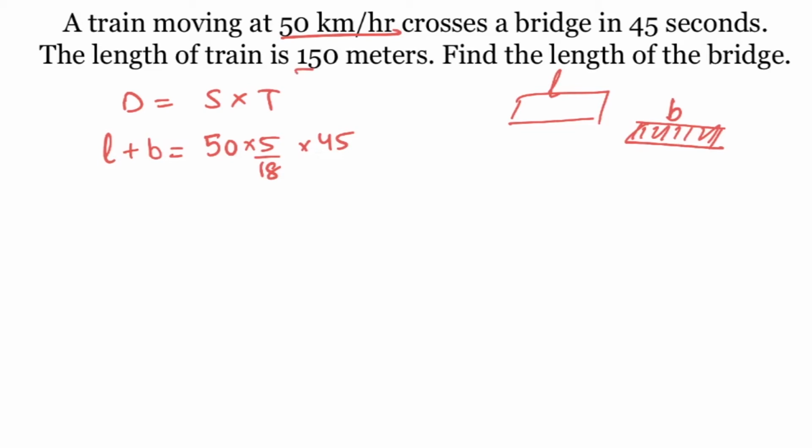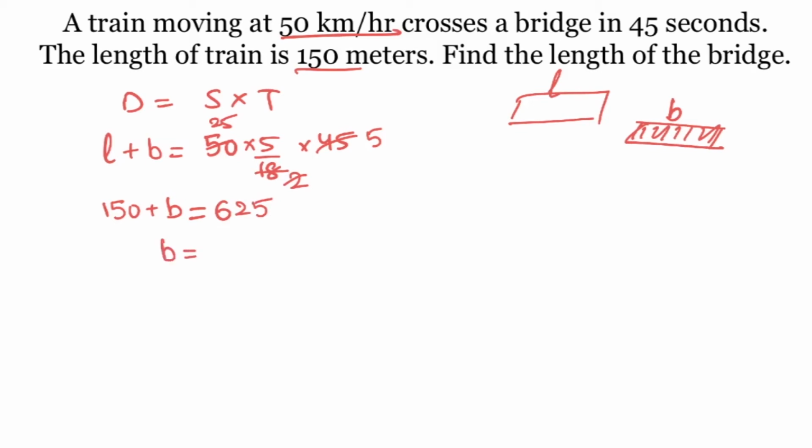Length of train 150 meters plus length of bridge required is equal to 50 into 5 by 18 into 45, which gives 625.